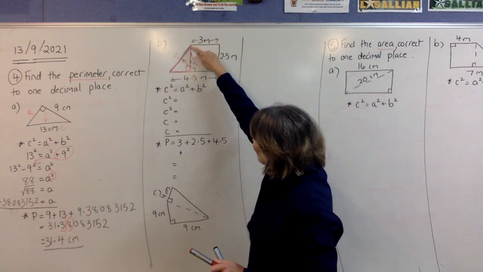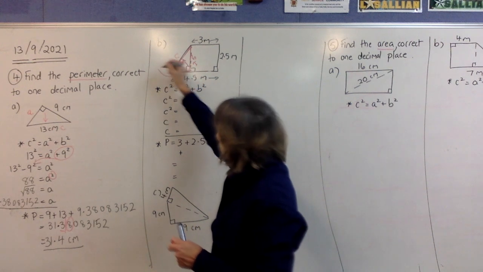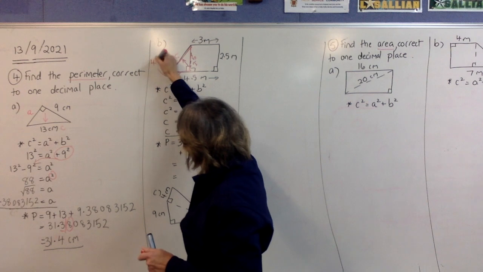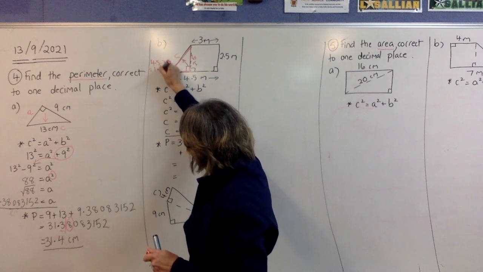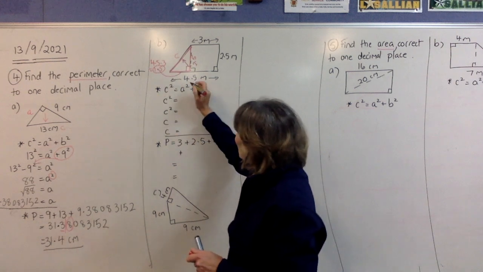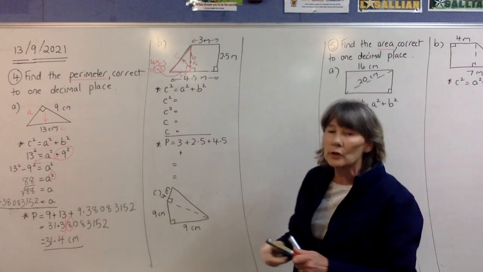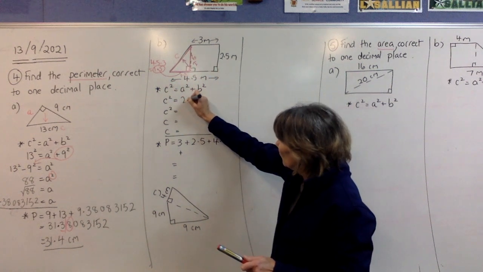From there to there is 3. So this piece here will be 4.5 take away 3, which is 1.5. Alright, so that's what that bit is, and we'll write it in here. Okay, so now we can use our numbers. We're going to put 2.5 and 1.5 into our formula.